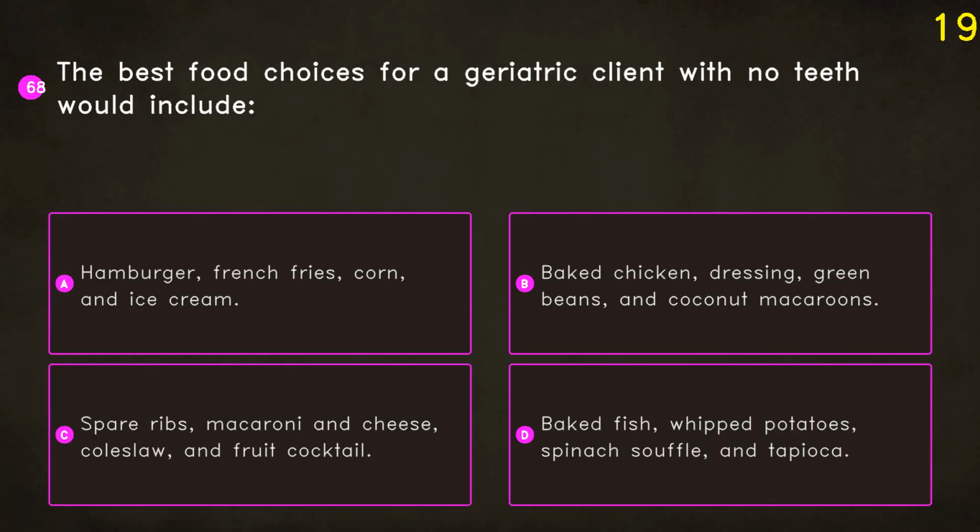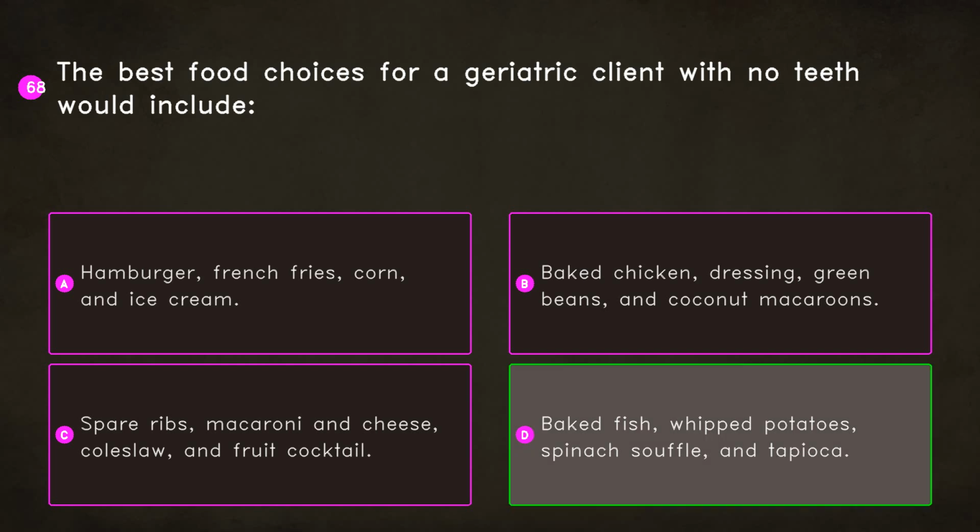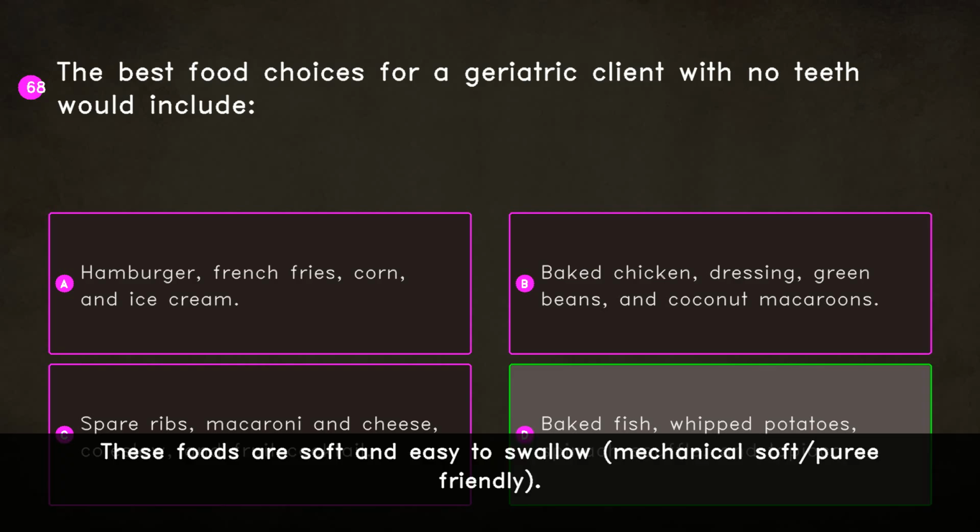Question 68. The best food choices for a geriatric client with no teeth would include: A. hamburger, French fries, corn, and ice cream. B. Baked chicken, dressing, green beans, and coconut macaroons. C. Spare ribs, macaroni and cheese, coleslaw, and fruit cocktail. D. Baked fish, whipped potatoes, spinach souffle, and tapioca. The correct answer is baked fish, whipped potatoes, spinach souffle, and tapioca. These foods are soft and easy to swallow, mechanical soft/puree friendly.